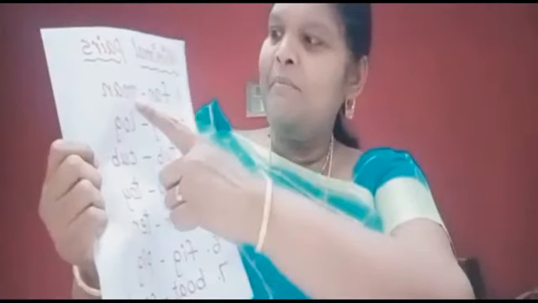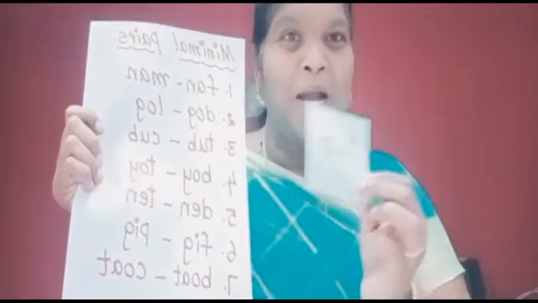Chart. Fan, man, dog, log, tub, cub, boy, toy. So what is the minimal pair for the tub? Cub. So here it's not matching. If it is matched with the thing, they'll go and sit in their places.